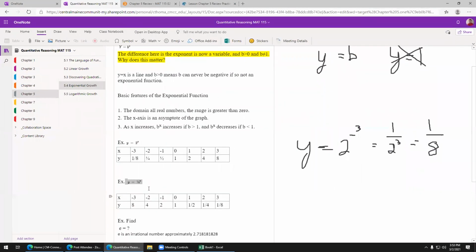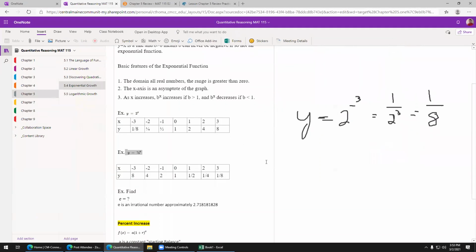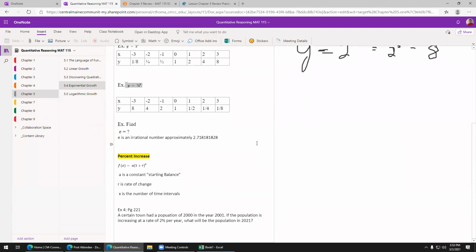And again, you can graph these by just picking a couple of X's and putting them into the equation. I think you do a couple of those. What is interesting is there is an E key on your calculator. A lot of people think that E key is the only exponential. E is exponential, but it is a very specific exponential.